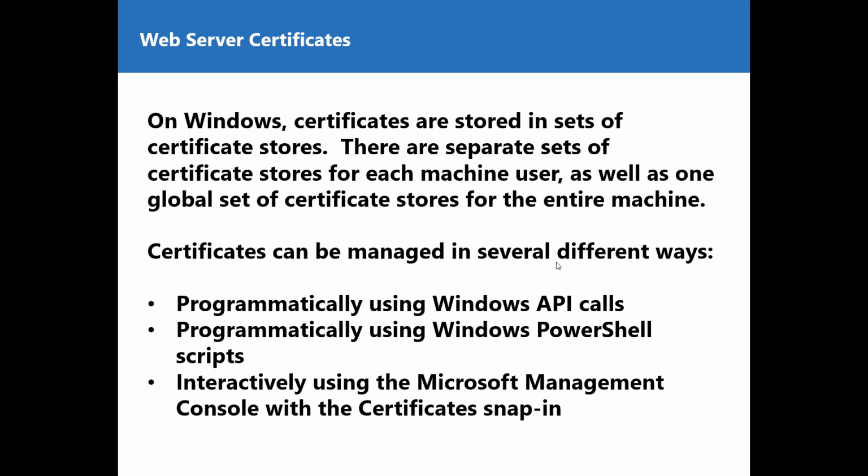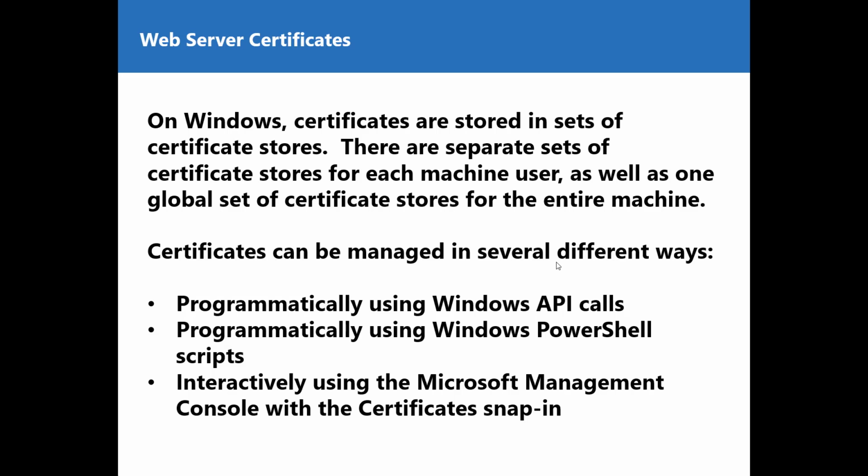Okay, so one of the more important parts of setting up the web server is getting the certificates correct. And on Windows, certificates are stored in sets of certificate stores. There are separate sets of certificate stores for each machine user, as well as a global set of certificate stores for the entire machine. Certificates can be managed in a few different ways. They can be managed programmatically using Windows API calls. They can be programmatically managed using Windows PowerShell scripts, which are very nice. Or they can be managed interactively using the Microsoft Management Console with the certificates snap-in.